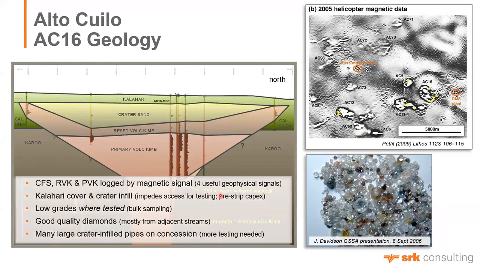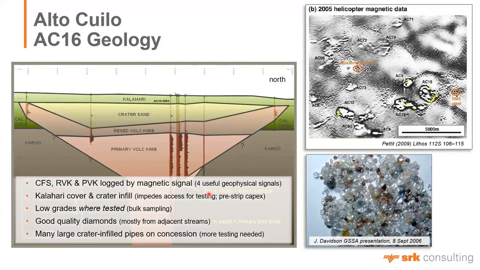But there are also other useful geophysical signals. You can use gravity, EM, and then I've forgotten the fourth one. But we used magnetic logging a long time, very, very effectively. I've covered the Kalahari cover and the crater infill. It impedes access for testing. In other words, if you want to get to the primary volcaniclastic kimberlite, you have to drill through, in this case, about 200 meters of other material just to reach your target over there. And in a mining scenario, all of this would be pre-strip, and that will cost money, capex.